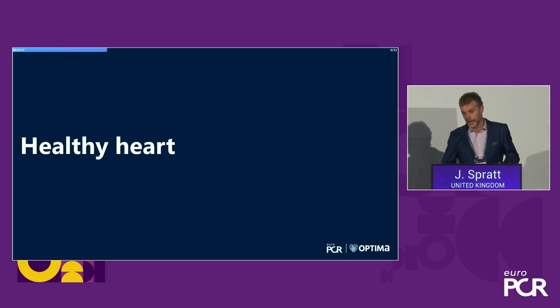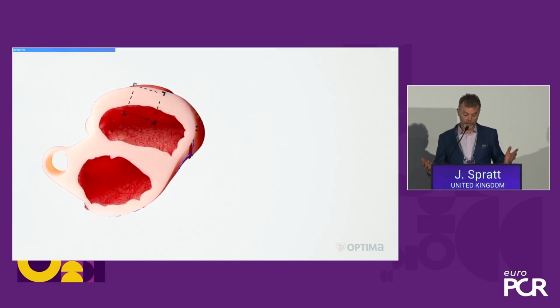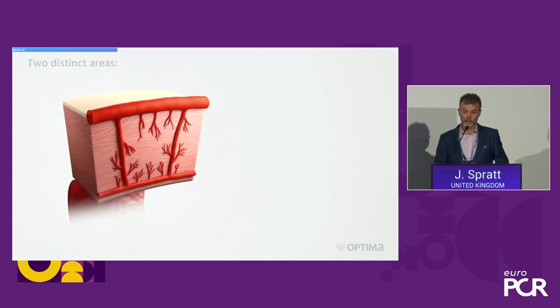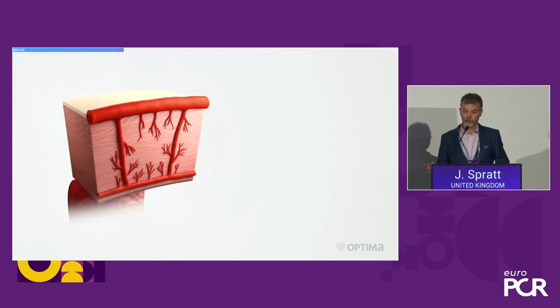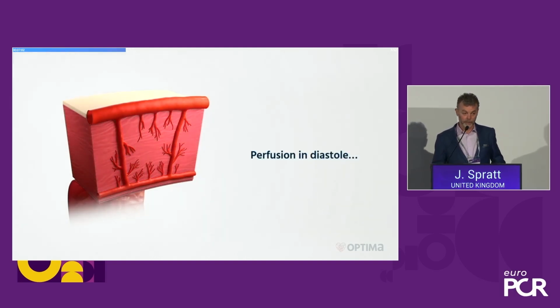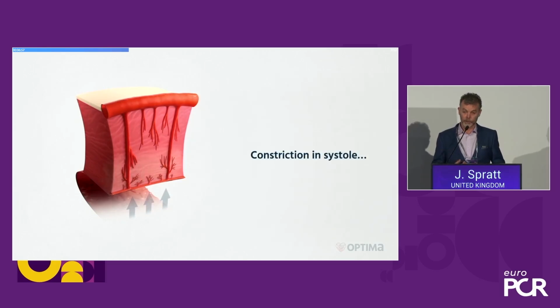So to get to the answer of why the reducer might work, we have to zoom out a bit and think about how a heart works in a normal environment and ask ourselves the question, well, how is flow maintained in a normal heart, and are there components within the normal heart? So the first thing I'd like you to consider is the difference between the epicardium, where most of the coronary arteries run, and the subendocardium, which is the inner surface of the myocardium. And the major difference, of course, is that the endocardium is exposed to pressures within the cavity of the heart.